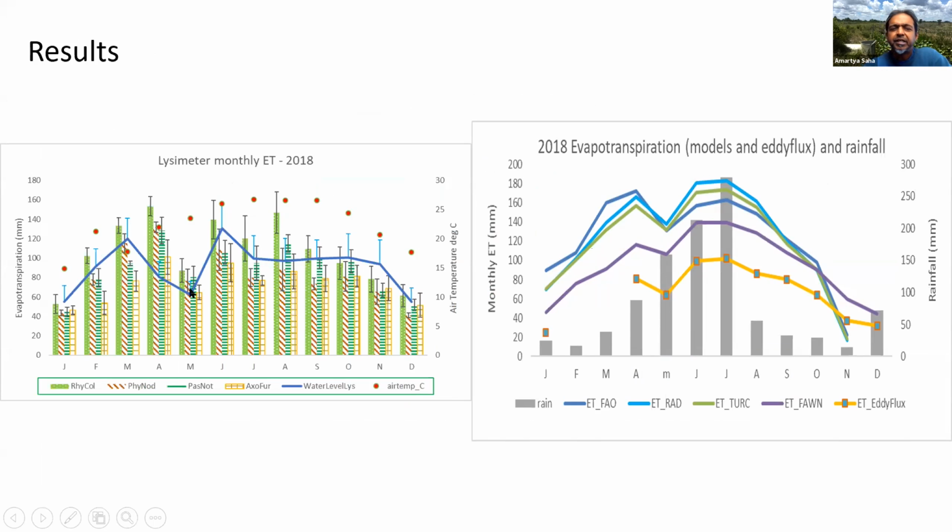And interestingly, in the month of May, which normally has the highest ET for South Florida, we had a drop. The reason for that was May was extremely cloudy. And so what the lysimeters are showing is also being picked up by the models as well as the Eddy covariance. So that was an interesting sight.